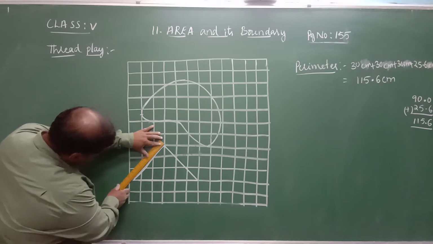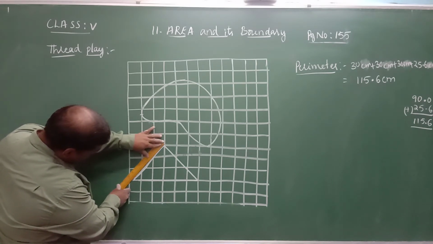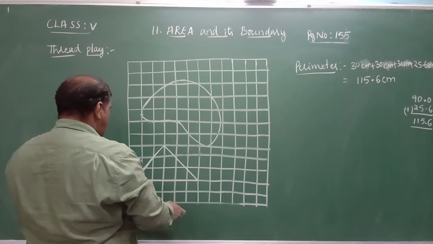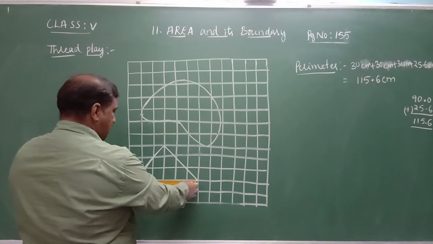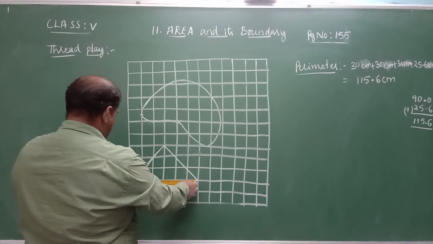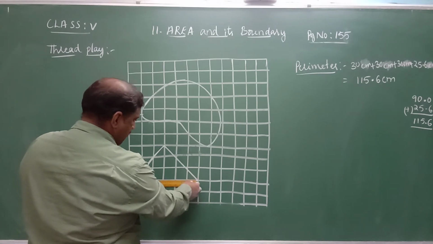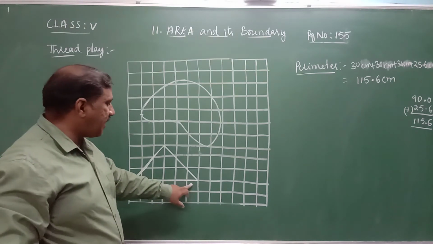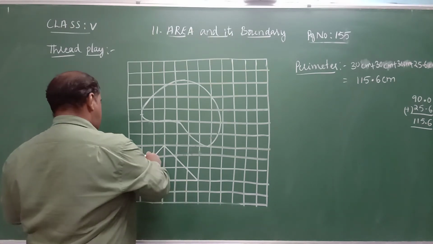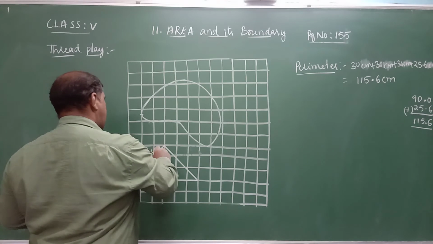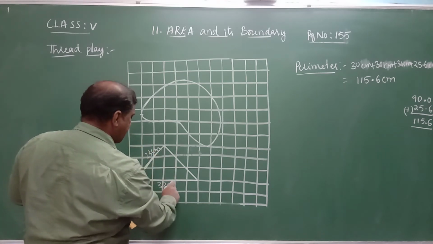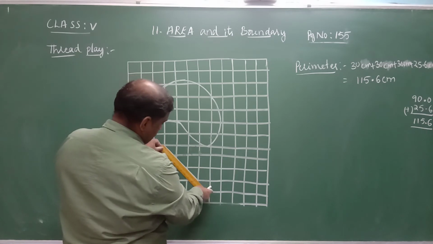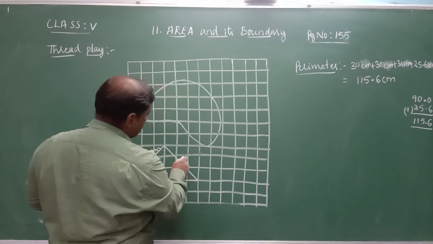Now approximately this side is 23 centimeters. On this side, how much is it? It is approximately 32 centimeters. This is 23 centimeters, 32 centimeters. And you find this using the scale. This is approximately 25 centimeters.